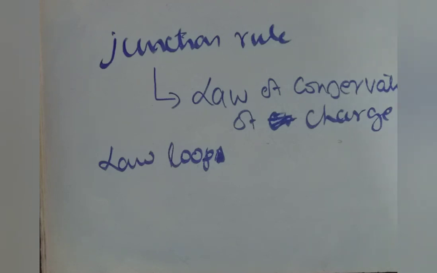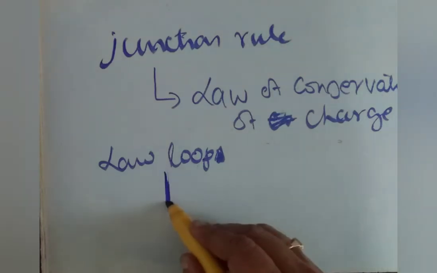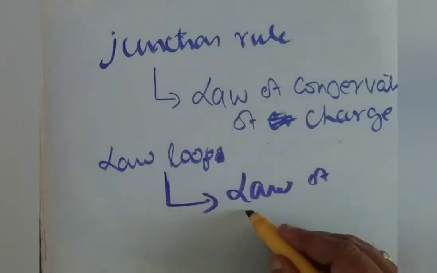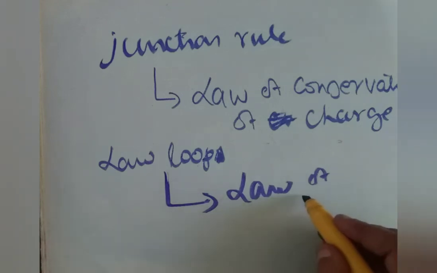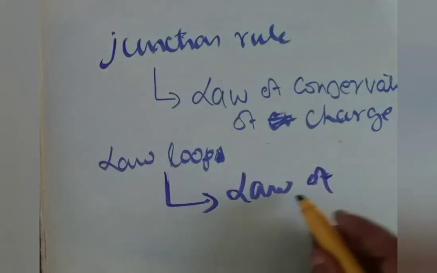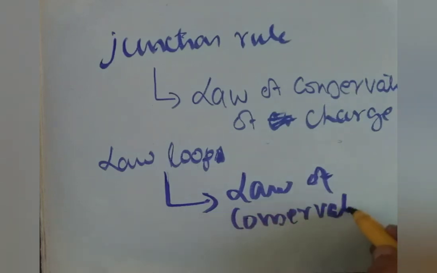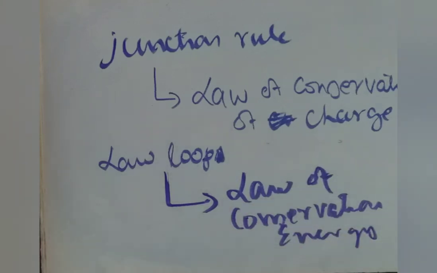Therefore, the law of loop is based on one more fundamental law, the law of conservation of energy, as potential difference is nothing but work done, and work done requires energy. Therefore, Kirchhoff's two laws are based on two fundamental laws. The junction rule is nothing but the law of conservation of charge, and the law of loop is nothing but the law of conservation of energy. I conclude this session.